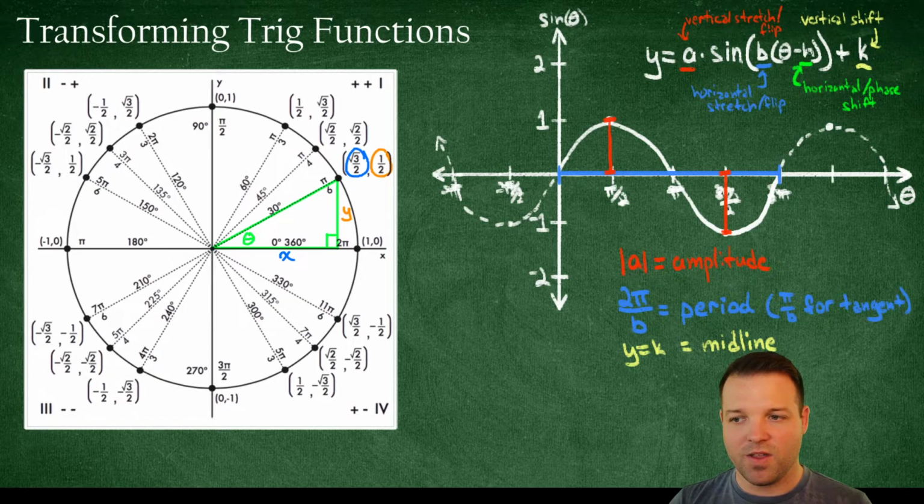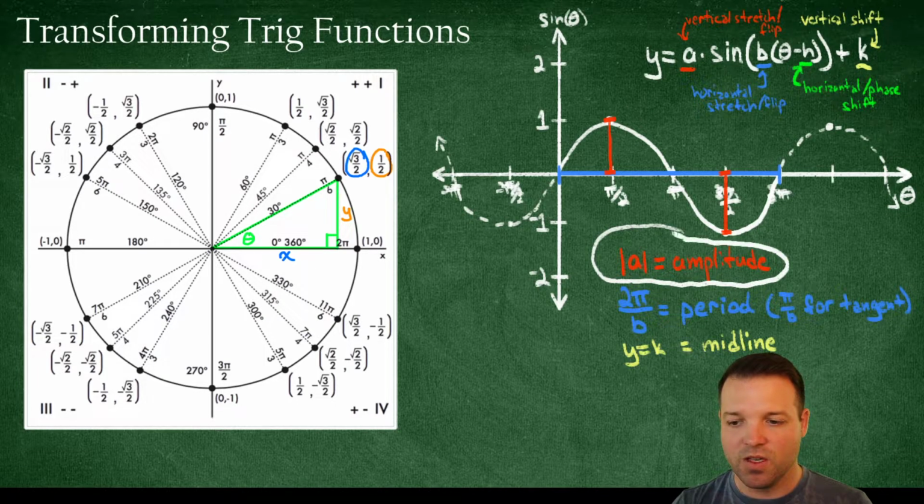On the inside, we have H, which is our horizontal shift or our phase shift. That's what we typically use, this word phase shift. And then B is going to be our horizontal stretch or horizontal flip, or you could say reflected over the y-axis. A couple of things worth noting is that we can actually measure certain things based on these values. For example, down here I have the amplitude, which basically tells you from the midline going up to the max, or the midline going down to the min. That's what it means to be the amplitude.